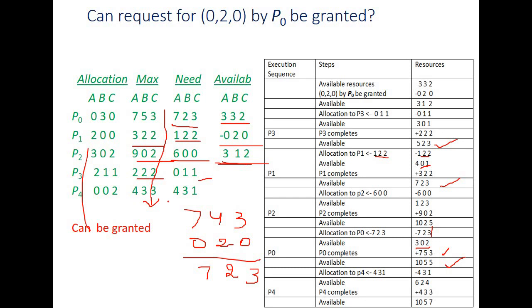So next P4 carries out its execution. Need is 431, so 431 is subtracted. 624 are available. Now P4 completes its execution. 433 will be released by P4. And finally the total list of resources, 1057, will come back to the system after completing all the processes' execution. The execution sequence is P3, P1, P2, P0, P4. So therefore the request 020 by P0 can be granted in this case.